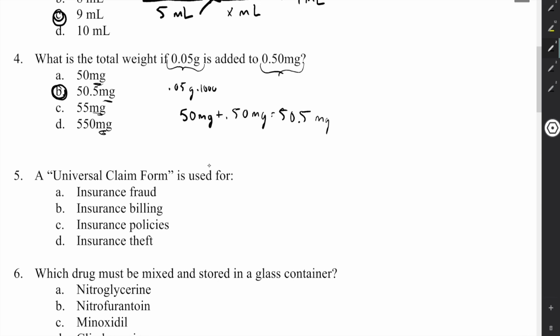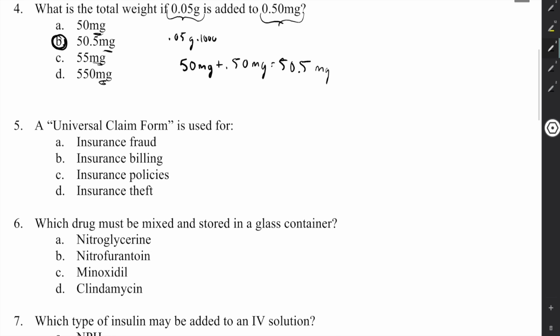B. Good job. Now this one isn't so much math that has to do with the pharmacy, but it has to do with some insurance business related things. So what is a universal claim used for? Is it A, insurance fraud, B, insurance billing, C, insurance policies, or D, insurance theft? The answer is B, insurance billing. So that's going to be one that would be good to know. The universal claim form is used for insurance billing.